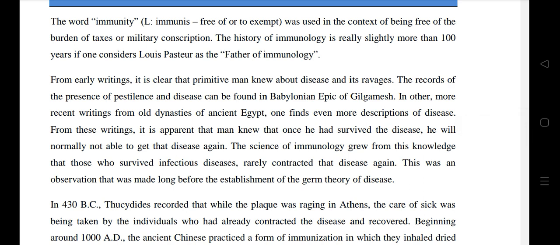The records of the presence of pestilence and disease can be found in the Babylonian epic of Gilgamesh. In other more recent writings from old dynasties of ancient Egypt, one finds even more descriptions of disease. From these writings, it is apparent that man knew that once he had survived a disease, he would normally not get that disease again.